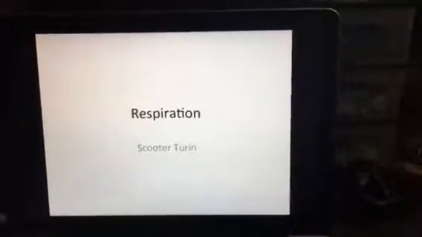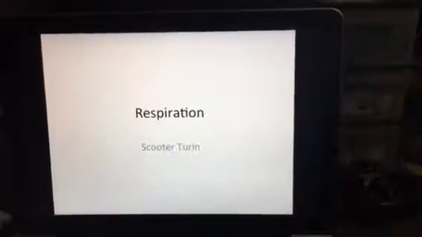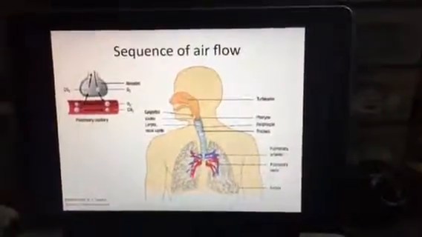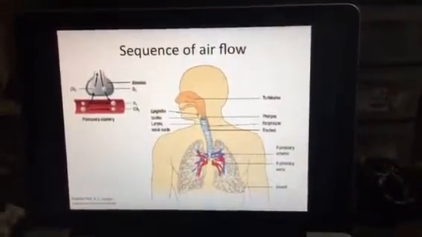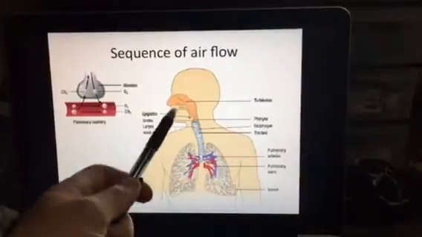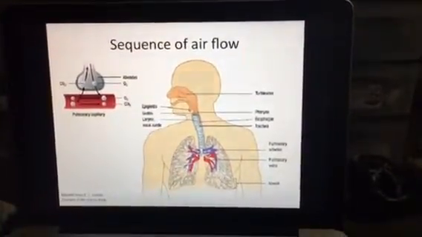Today I'm going to be talking to you about respiration. First, we'll start with the sequence of airflow. When you inhale, it is either inhaled through your nose or your oral cavity.